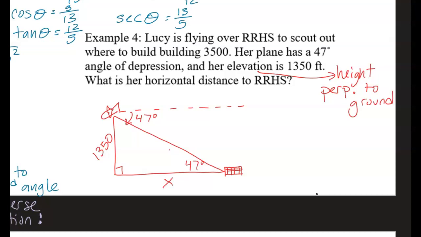So 47 is my angle. I'm just going to quickly label the sides it gave me. If 47 is my angle, 1350 is my opposite side, and x is my adjacent side. Which trig function deals with O and A? Tangent. So here we have tangent of my angle, which is 47, is equal to O over A.